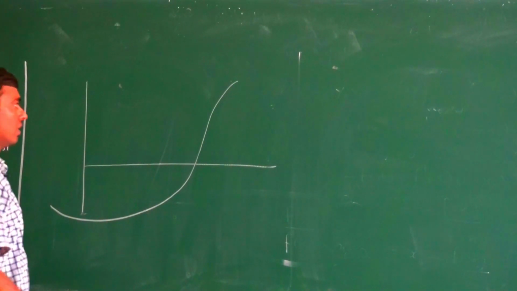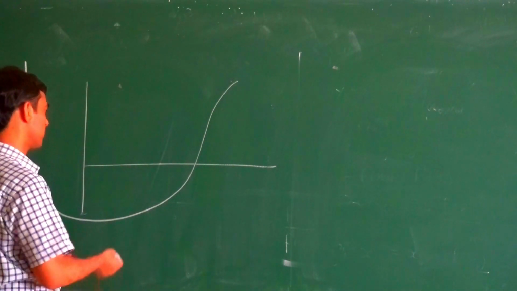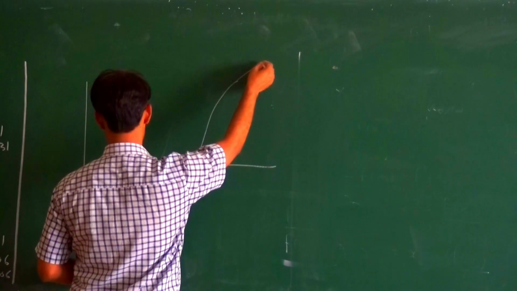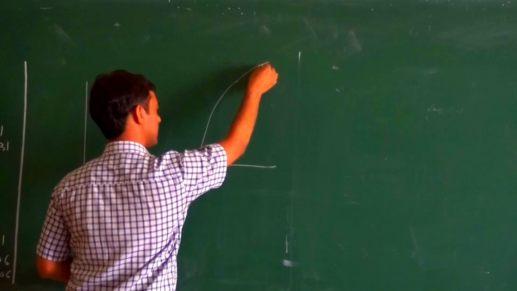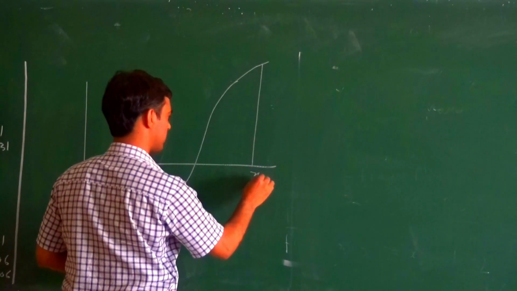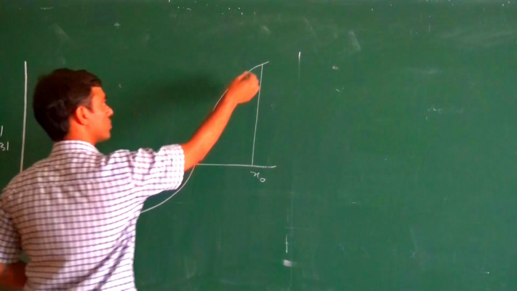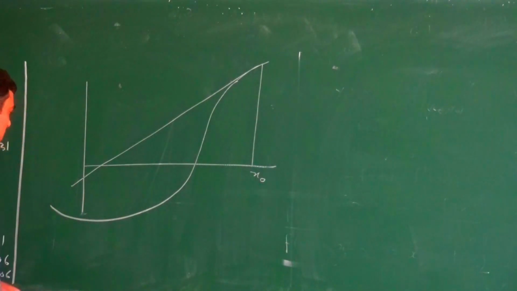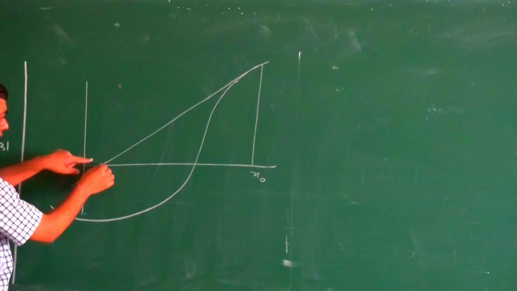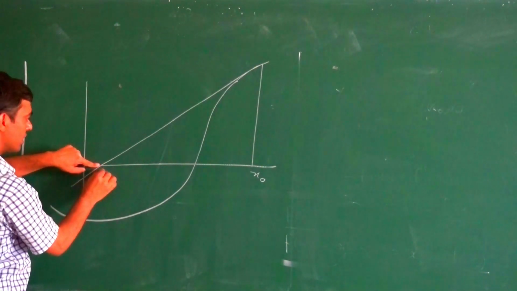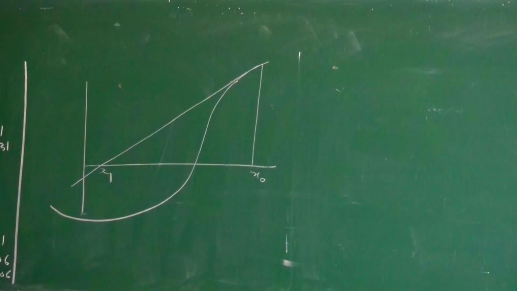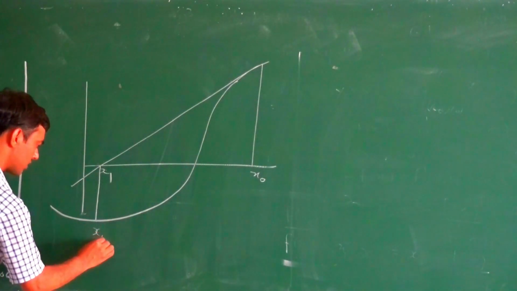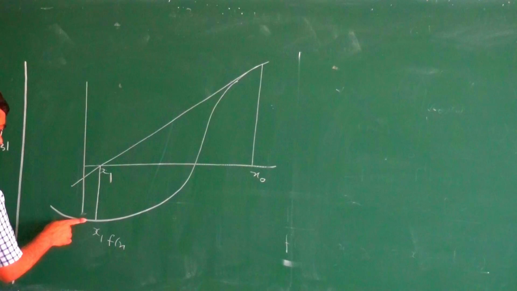So, suppose first we choose the value x0 here. Initially we choose this value, x0. And if we draw the tangent at this point, then this will intersect the x-axis at this point. This is the first approximate value. If you find the value of the function at this point, then this becomes x1, f of x1.